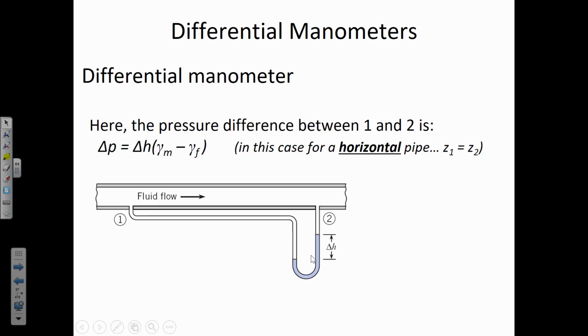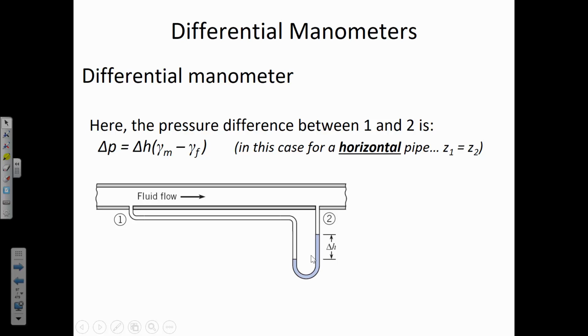All right? We'll look at that complicated case in just a second, but what we're saying is that the elevations of 1 and 2 are equal. In that case, you can really easily calculate the pressure difference between them due to the deflection and the difference in the unit weights.